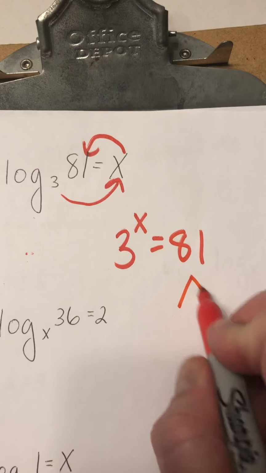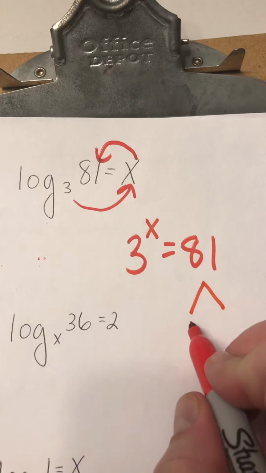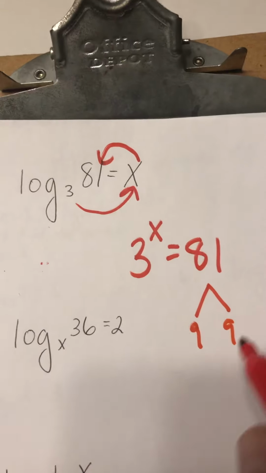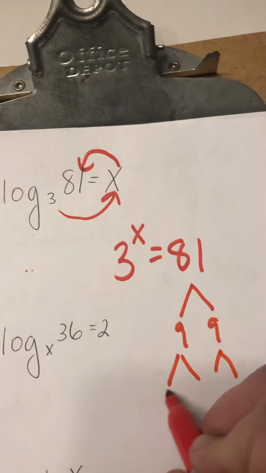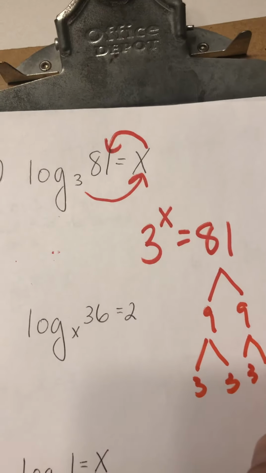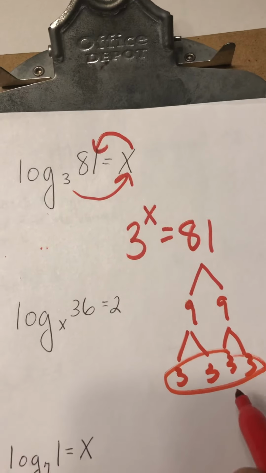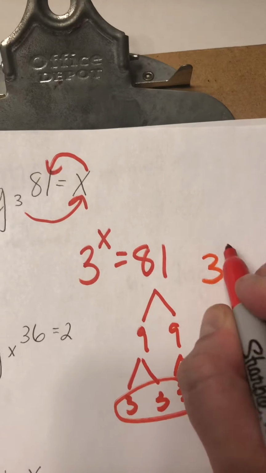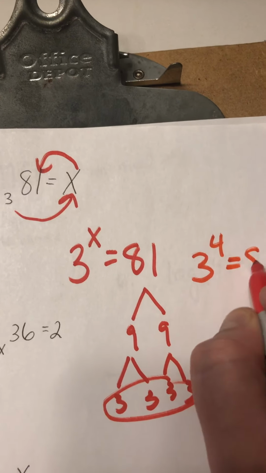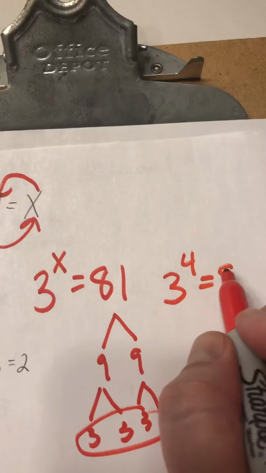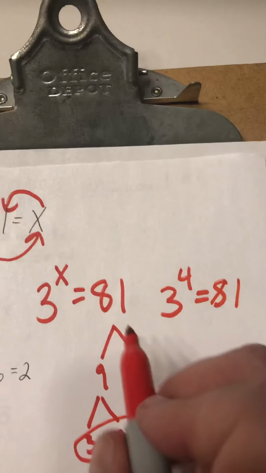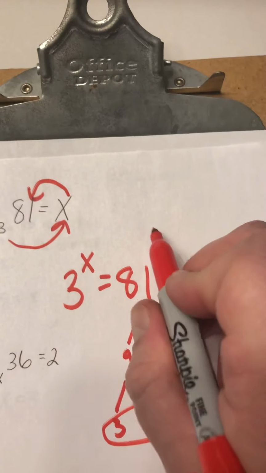If I break down 81, two obvious factors are 9 times 9, which those 9s can be broken down into two products of 3s. So here we have a total of four 3s. That tells me if I take 3 and raise it to the 4, I get 81. So what is my answer? x equals 4.